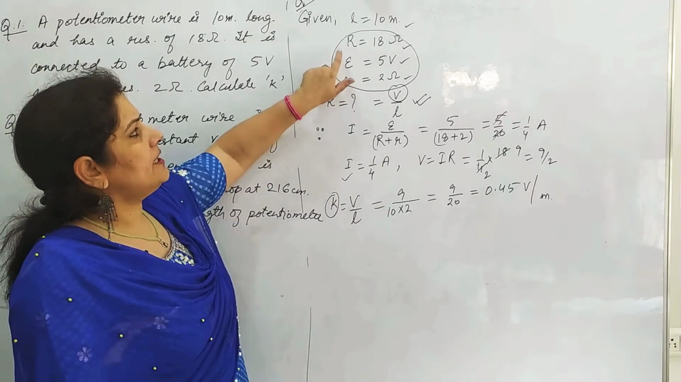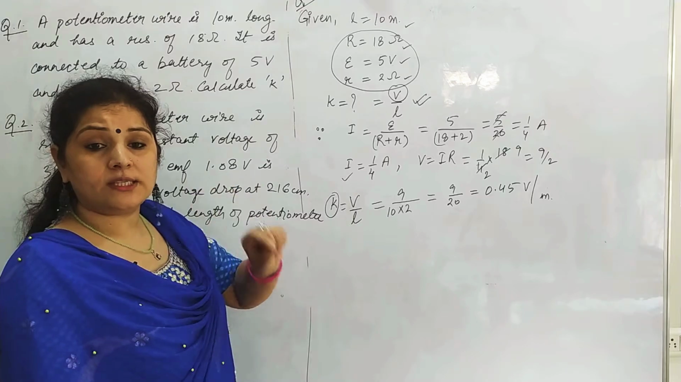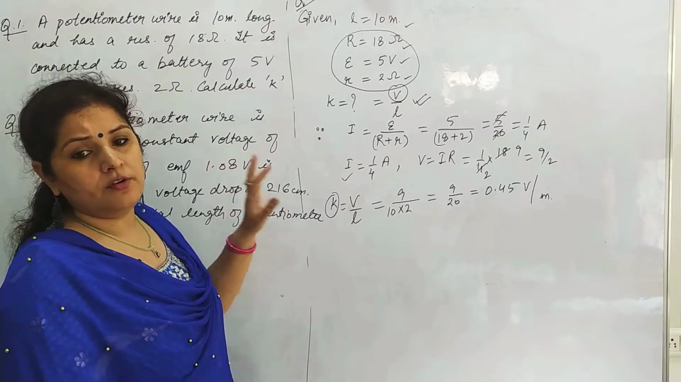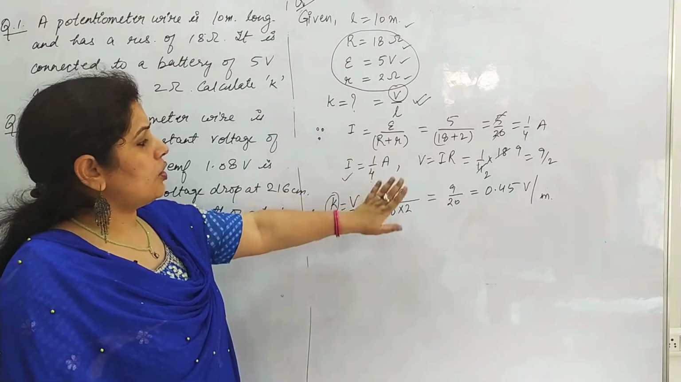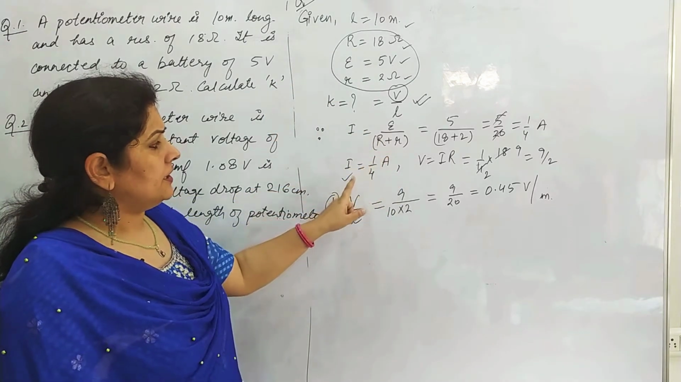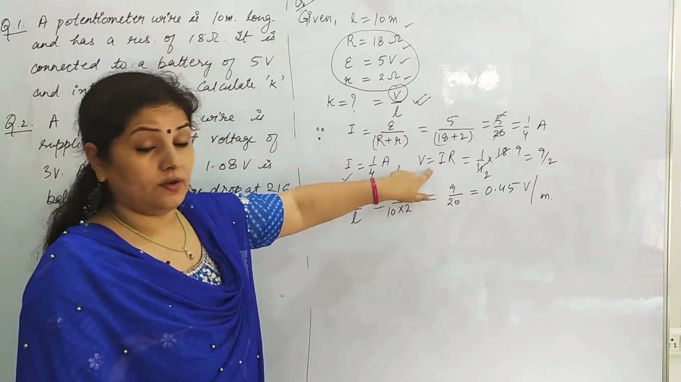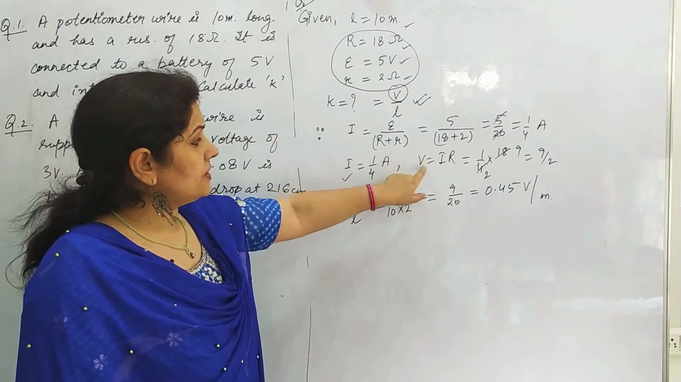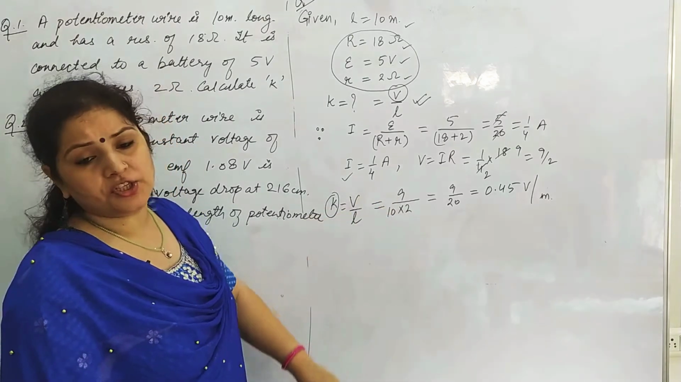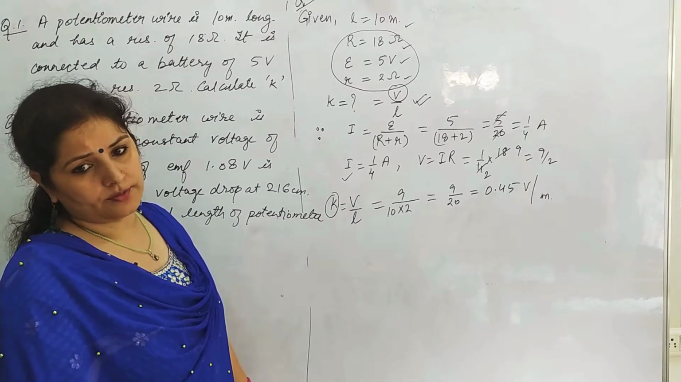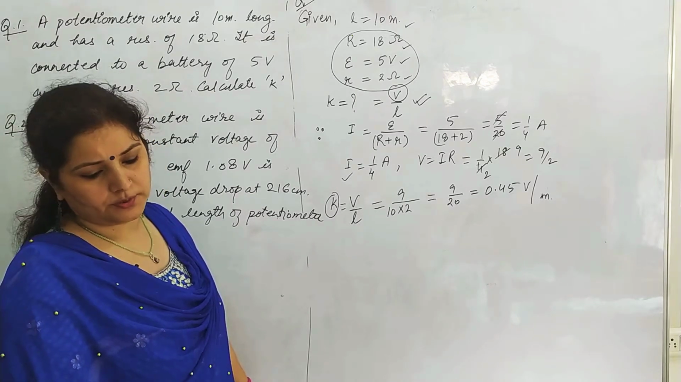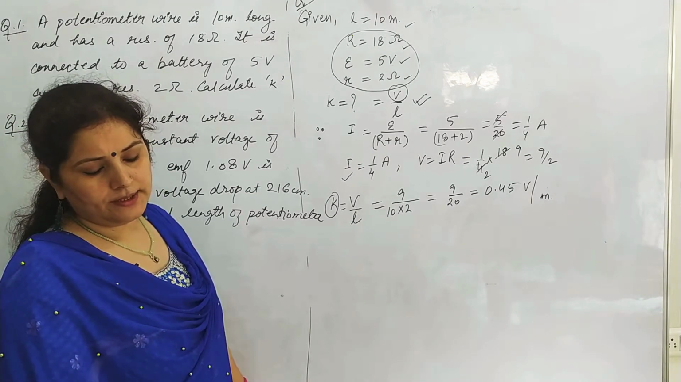Looking at the EMF, you have to be very careful what is the external resistance and what is the internal resistance, and accordingly you have to keep the values. So that is how we can solve for current first. Using current we can find V. V is equal to I into capital R. So using this V, we can find the potential gradient of the wire, which is 0.45 volt per meter. Is that clear?